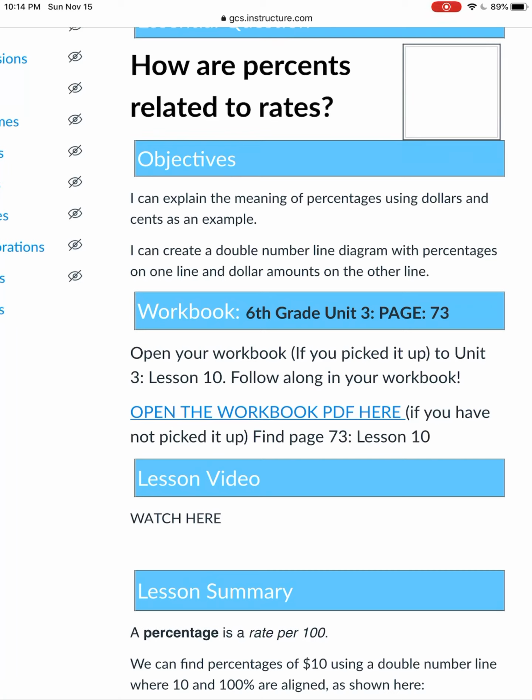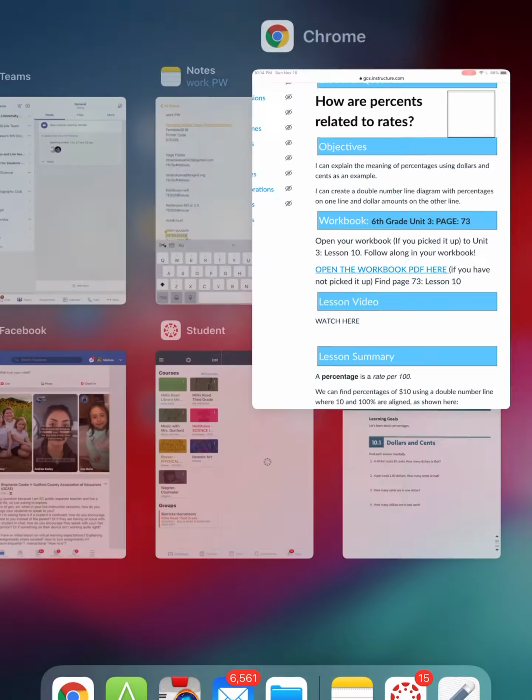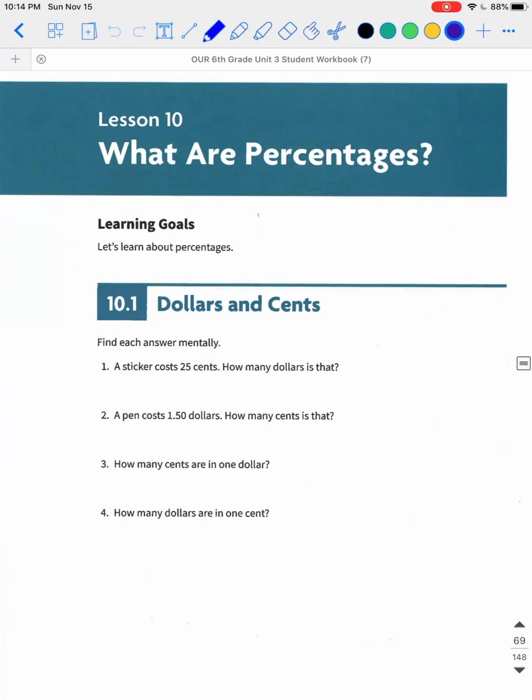example, and to create a double number line diagram with percentages on one line and the dollar amounts on the other line. So in your workbook, you're going to open up to page 73. If you do not have your workbook, you can please open up your PDF right here or take notes down on paper. So lesson 10, what are percentages?